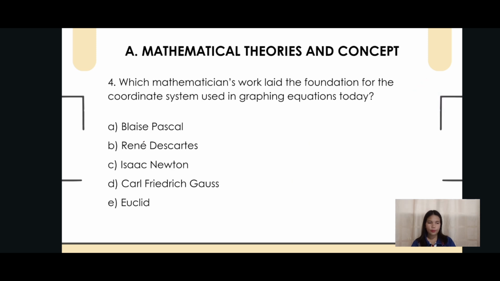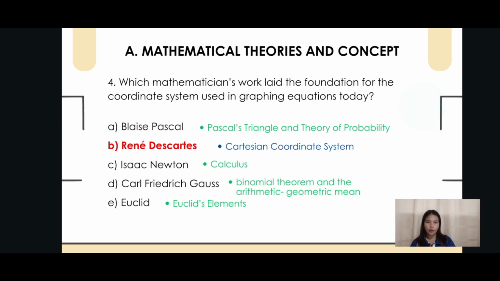Question number 4. Which mathematician's work laid the foundation for the coordinate system used in graphing equations today? So who is the one who invented the coordinate system? Is it Blaise Pascal, René Descartes, Isaac Newton, Carl Friedrich Gauss, or Euclid? We already discussed the contributions of Blaise Pascal and Carl Friedrich Gauss, and we'll be tackling Euclid again.